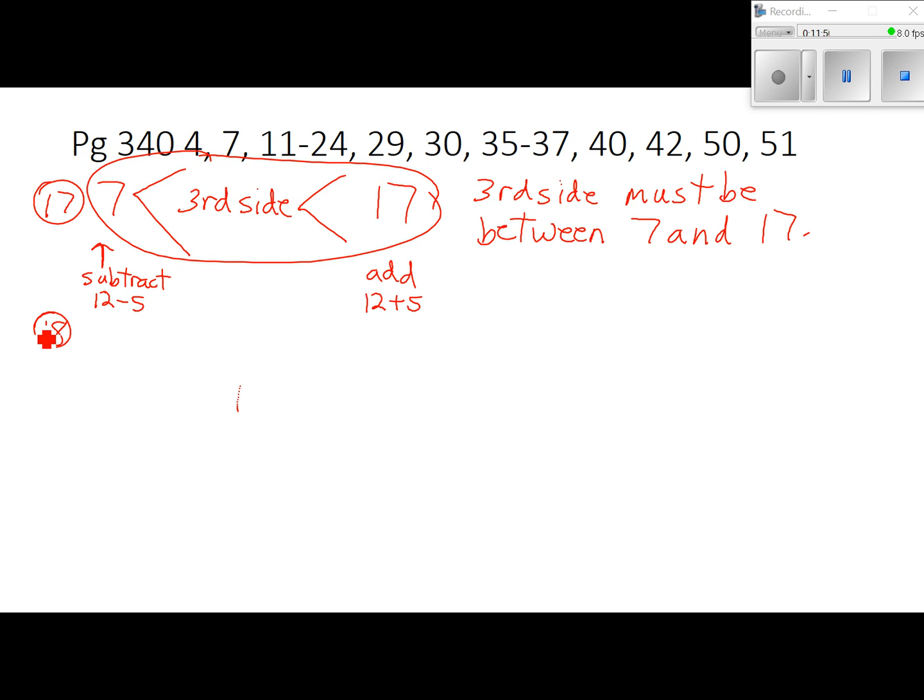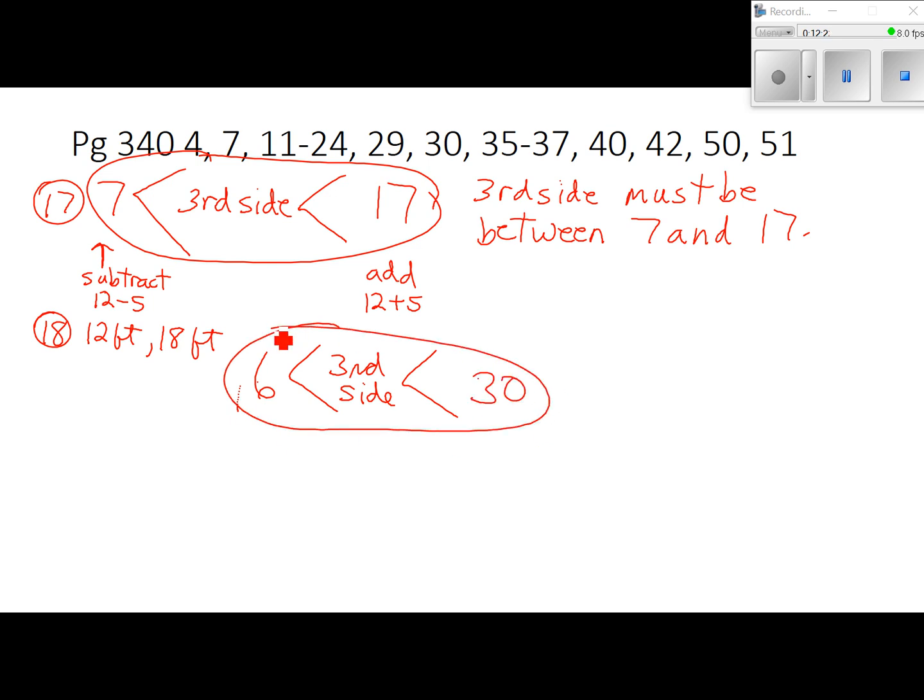Number 18, the two lengths they give us this time are 12 and 18, so 12 feet and 18 feet. Again, all we're going to do is find the third side. On this side you subtract the 2, so that'd be 6. On this side you add the 2, so that's 30. So our third side's got to be between 6 feet and 30 feet.